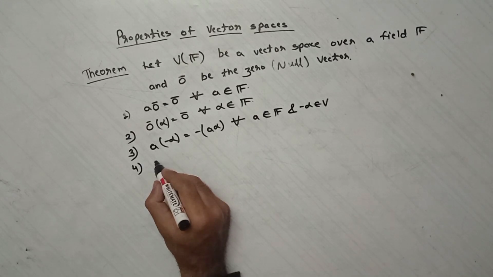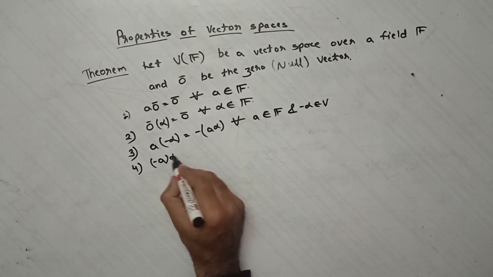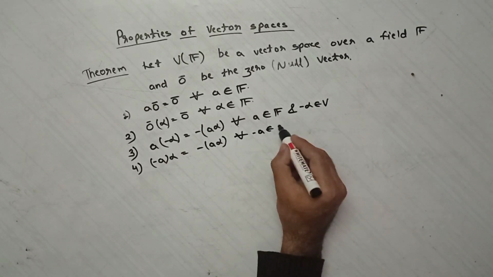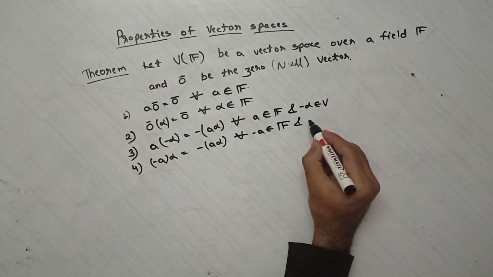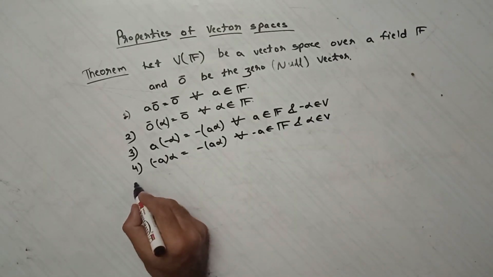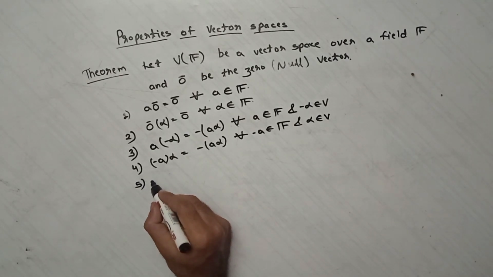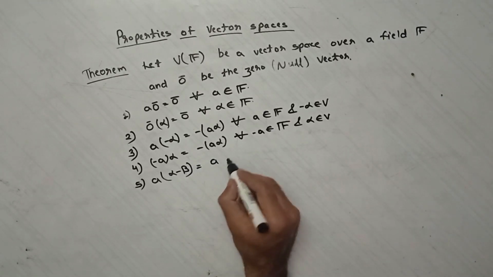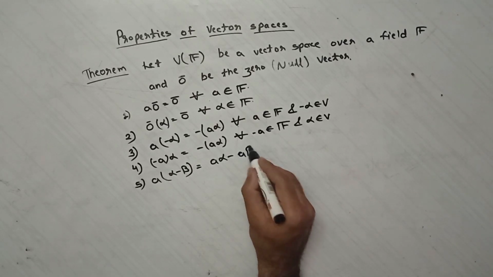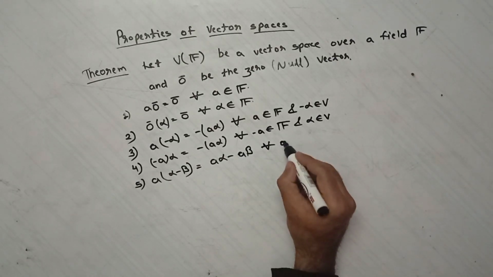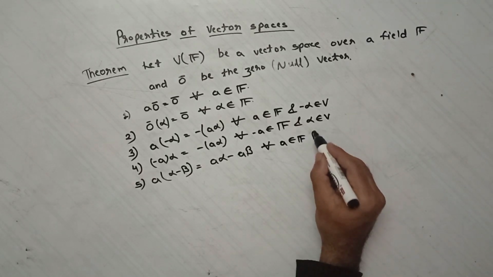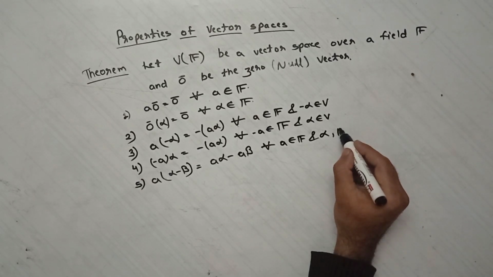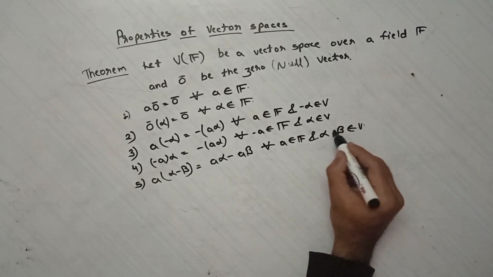Fourth one is minus a of alpha equals minus of a alpha, for all a belonging to F and alpha belonging to V. Next one is a of alpha minus beta equals a alpha minus a beta, for all a belonging to F and alpha, beta belonging to V.